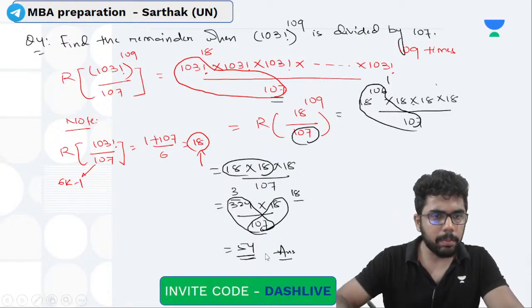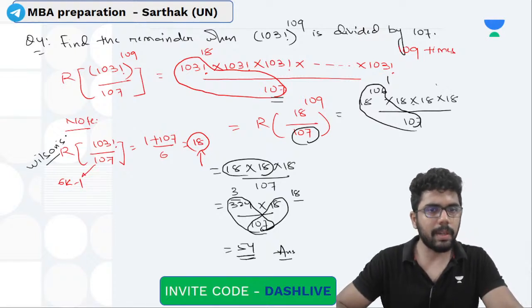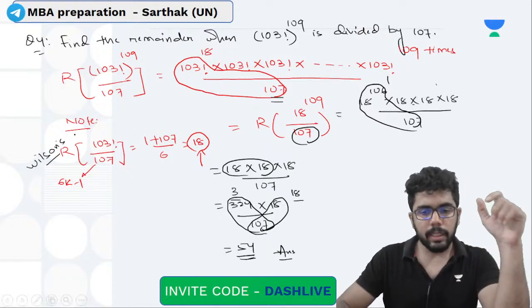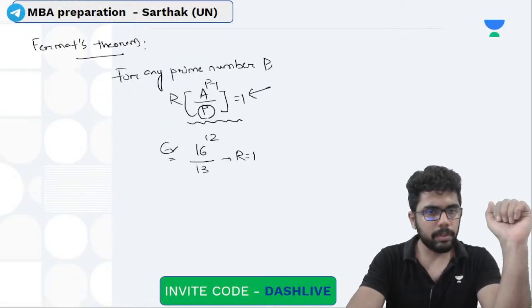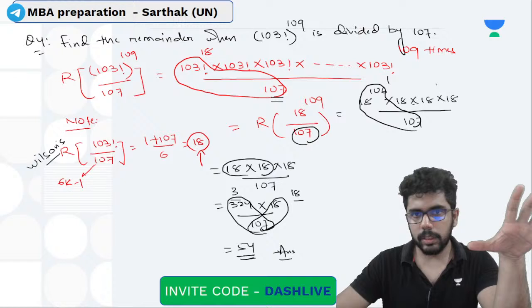सिंपल रूल्स. पहला यहाँ पे विल्सन थ्योरम यूज हो गया, so I could sort out the factorial part, and then Fermat's theorem, छोटा सा एग्जांपल हुआ, and we got this. That's it. Next one.